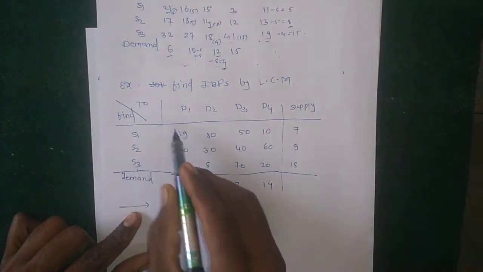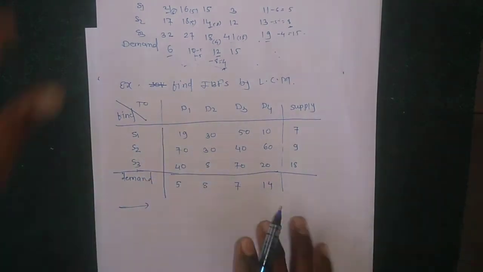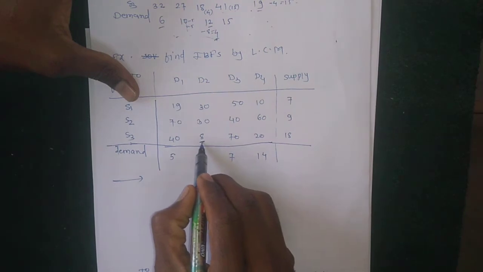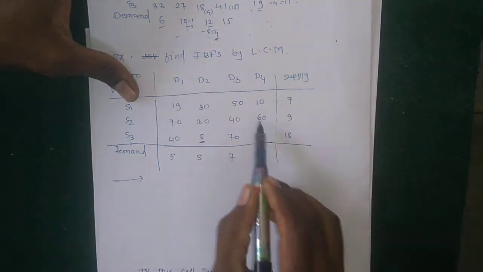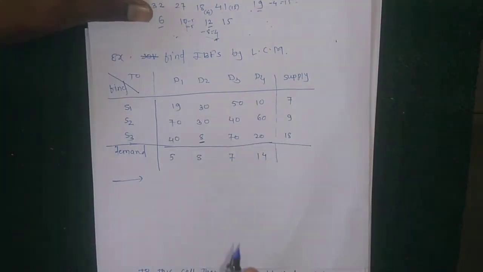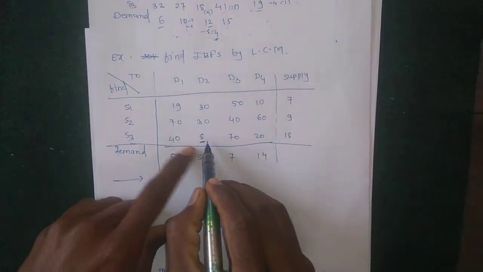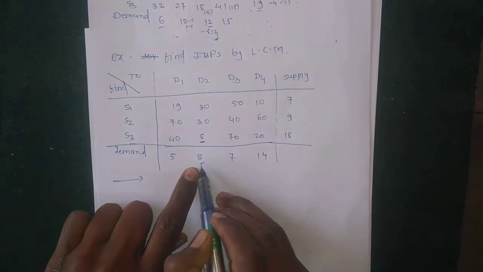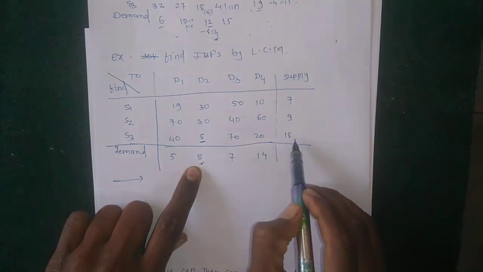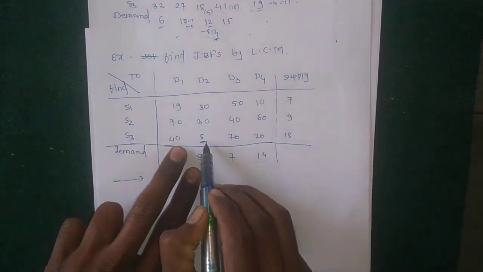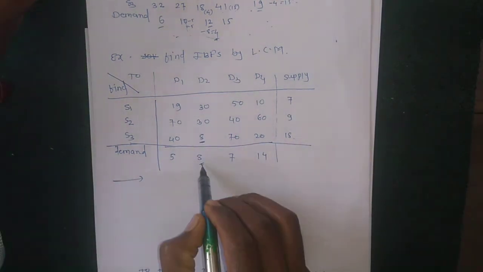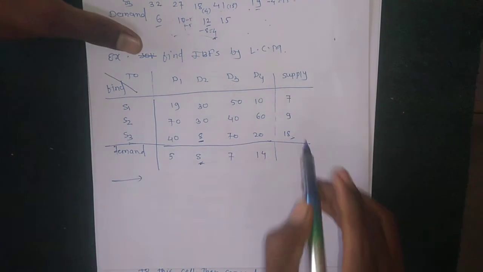Here among 19, 30, 50, 10, the value 8 is the smallest element of all. So select 8. For 8, the D2 column has demand 8 and the supply is 18. Since 8 is less than 18, allocate.